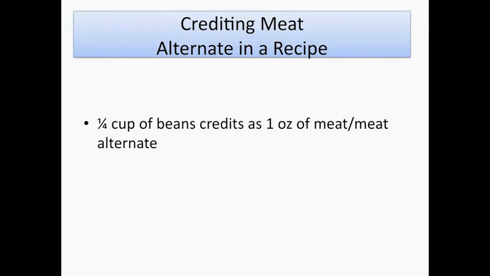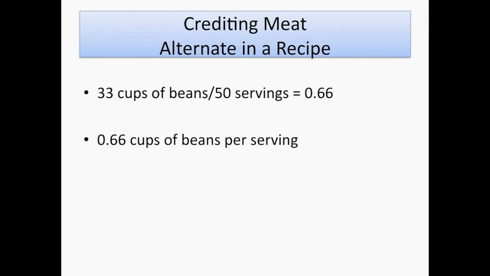Then we must determine how this meat alternate credits towards the meat alternate component. In the case of mature beans and legumes, 1/4 of a cup of beans counts as a 1 ounce meat alternate equivalent. So we identified that the recipe calls for 33 cups of beans, and we divide this by 50 servings to get 0.66 cups of beans per serving.